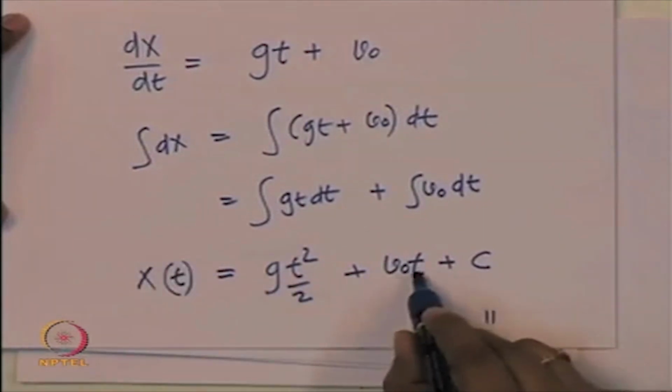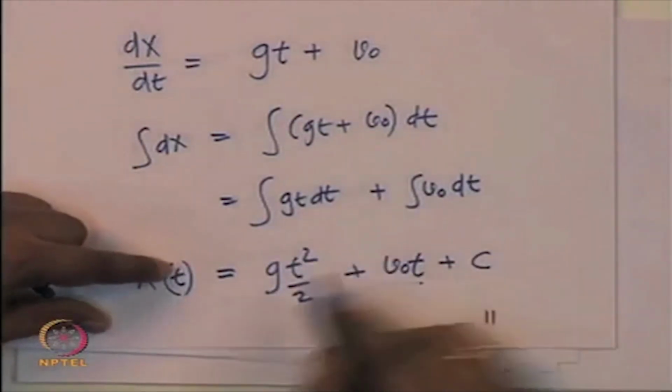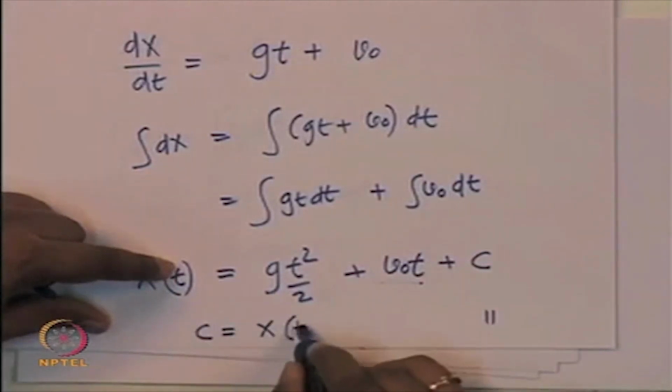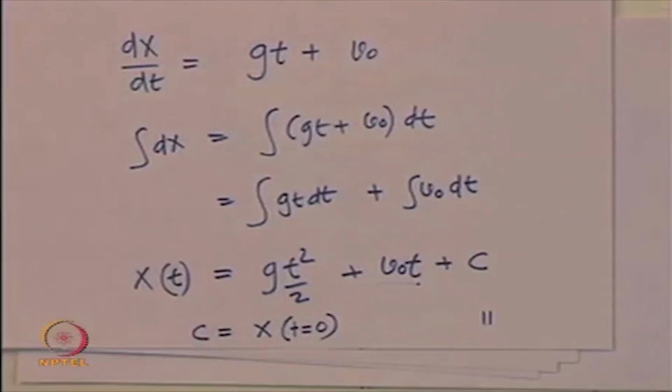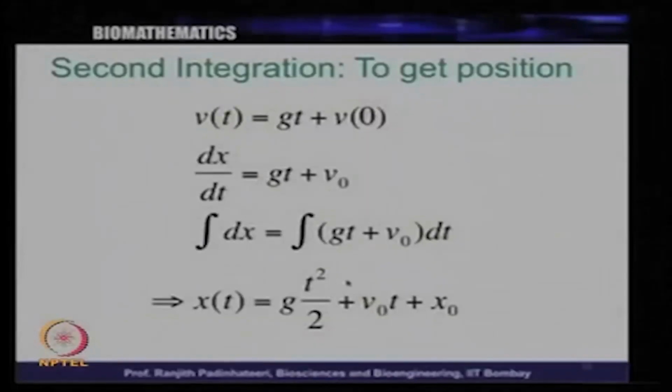Now, basically what you get is x of t. When you put t equal to 0, this term goes to 0, this term also goes to 0. So, c is nothing but x at t equal to 0. You substitute this back here. So, you get this particular thing, which is x of t is g t square plus v 0 t plus x 0.